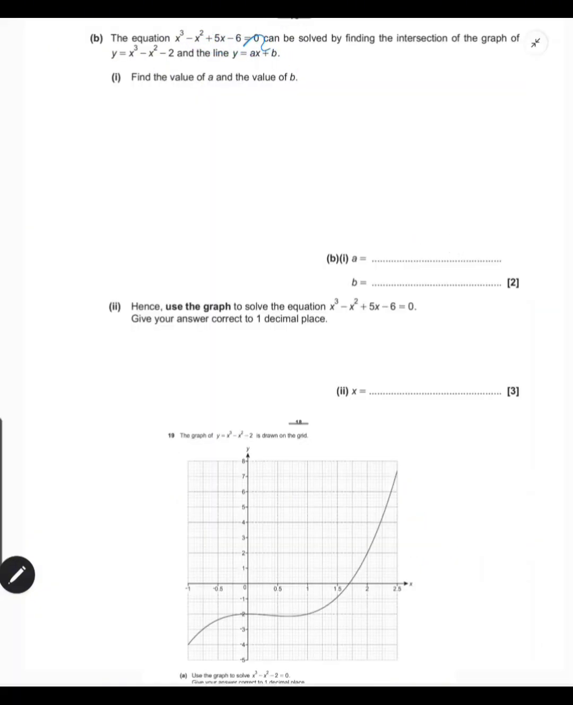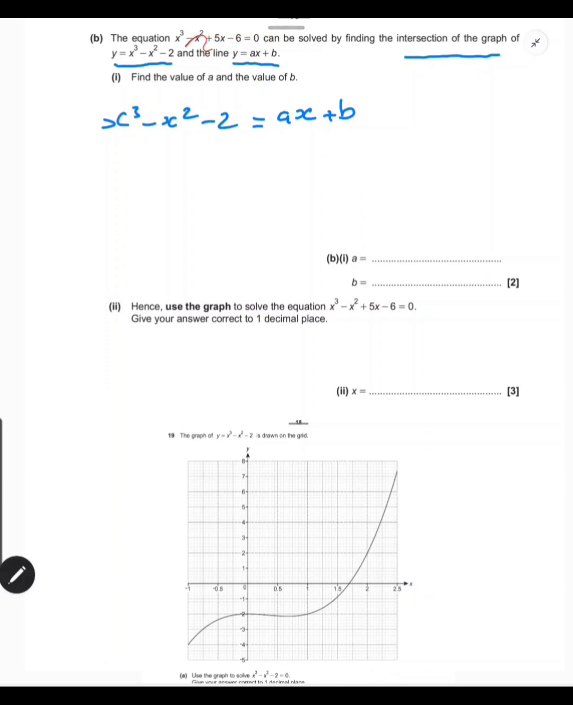We've got this random equation, and it says it can be solved by finding the intersection of the graph of our graph, the one that we looked at in part A, and another random straight line. So what we're looking at is where these 2 equations meet each other. Well, if the lines cross over, then their y values are the same. And if their y values are the same, we can write this. Our graph, x cubed minus x squared minus 2, will be the same as ax plus b, this other one. If those graphs cross over, their y values are the same. I can write that these 2 are the same as each other.